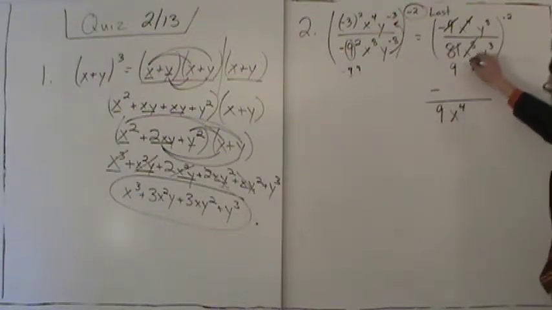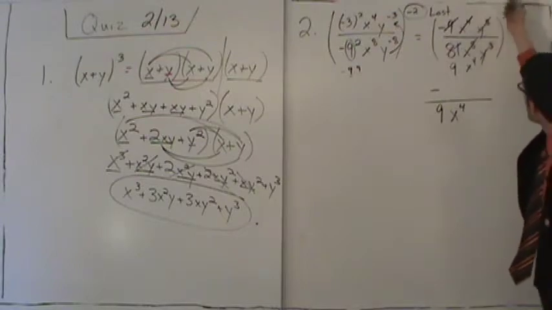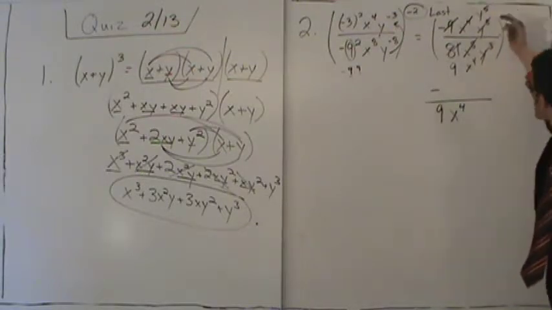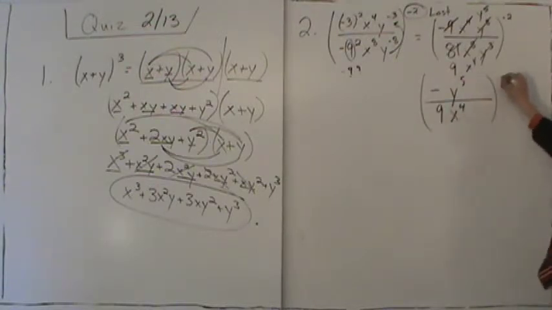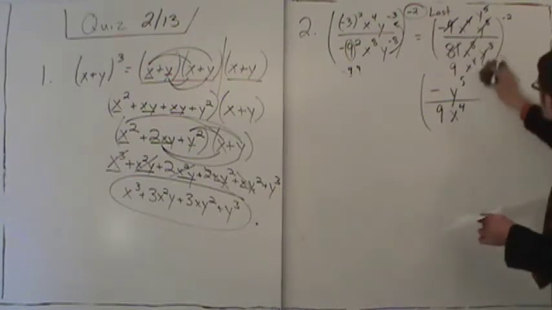Okay? And 3y's cancel with 8y's, leaving how many y's? It leaves 5y's on top. Remember, this is a matter of subtracting, so we get y to the 5th on top, and all this to the negative 2 power.